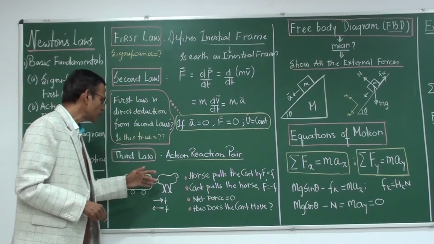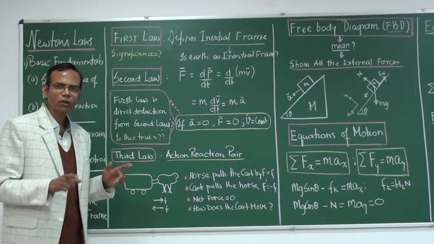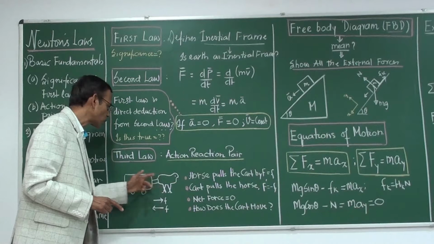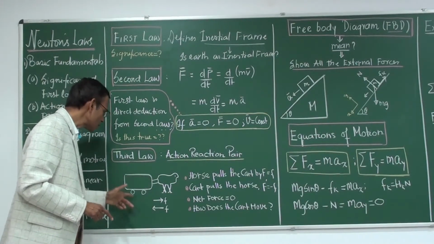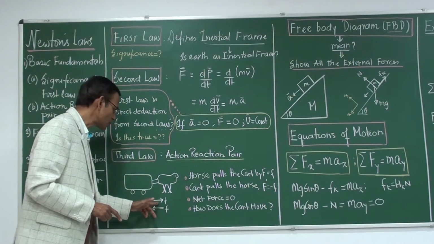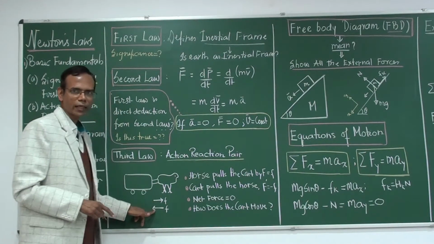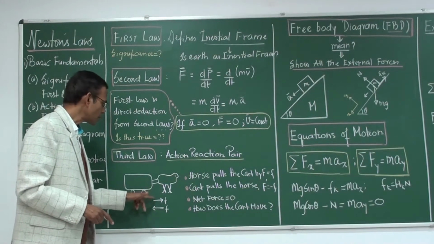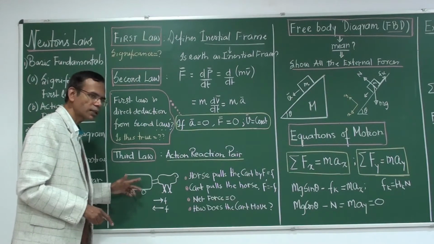The answer is that the action-reaction pair do not act on the same body, but they act on different bodies. So if we take this body, it is this force which is acting. If you take this body, it is this force which is acting on it. So basically, because of this forward force on the cart, the cart is moving.